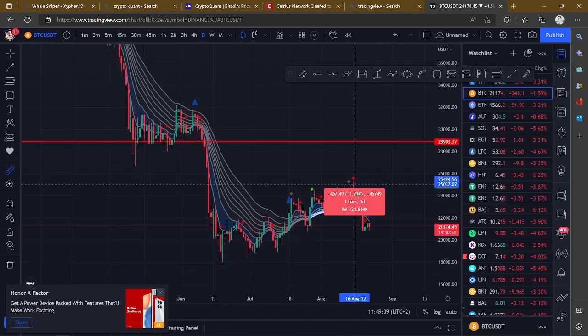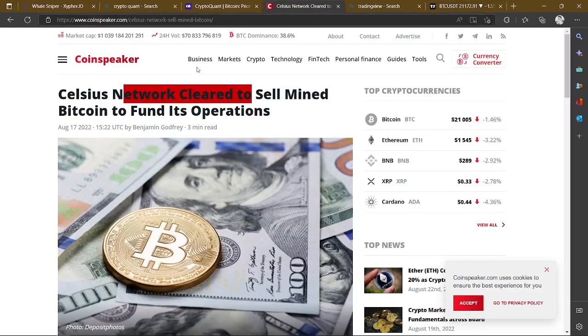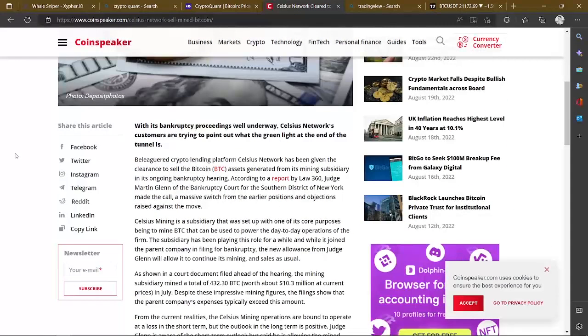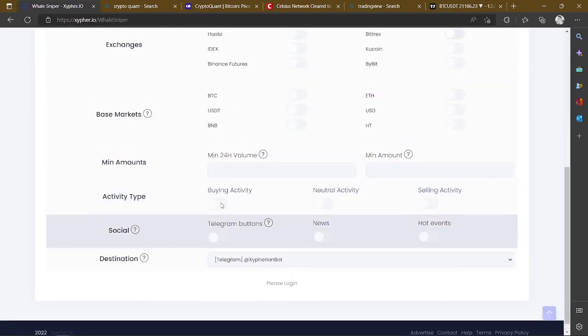This dump right here happened because of such news and Bitcoin that was sold on FTX. So you can spot these events by using this tool called Where Sniper. You will get these notifications whenever there are large amounts of Bitcoin being dumped into this market. So this is it.